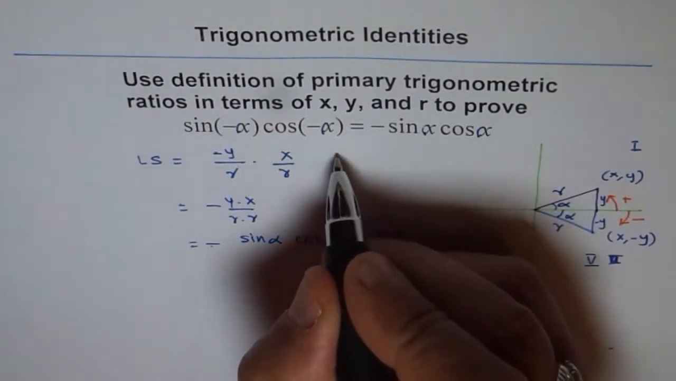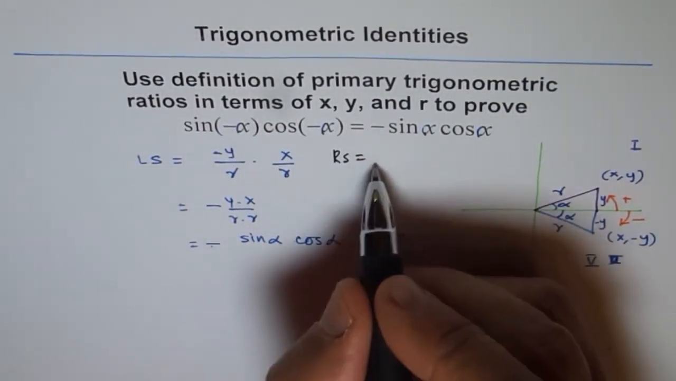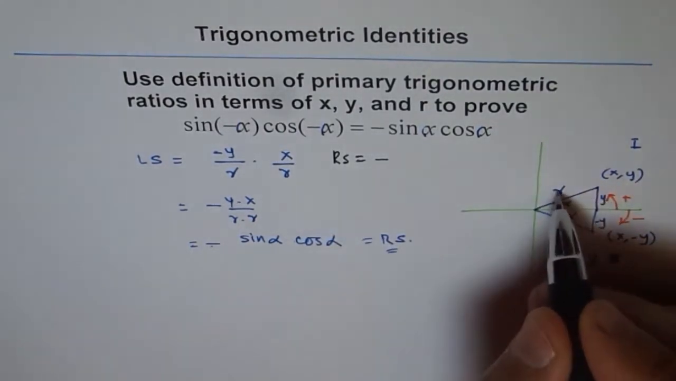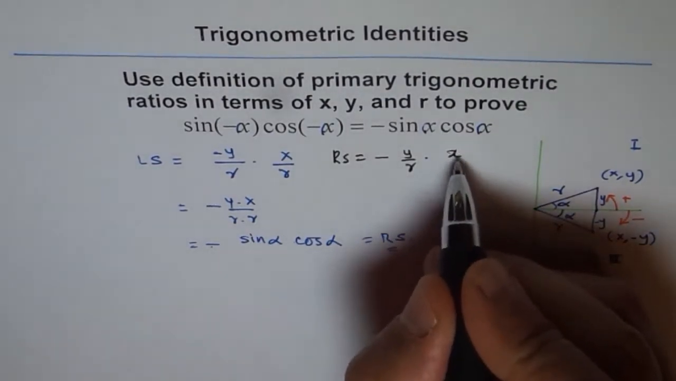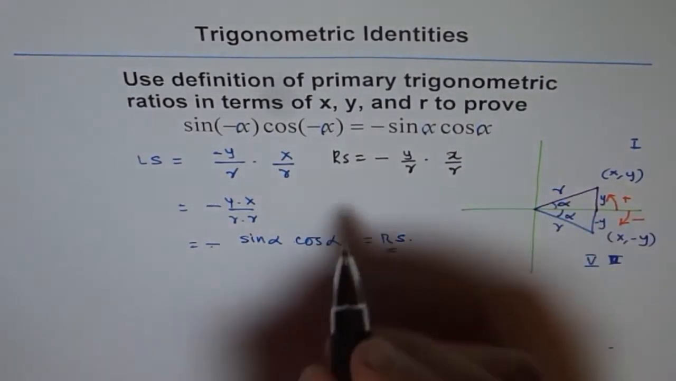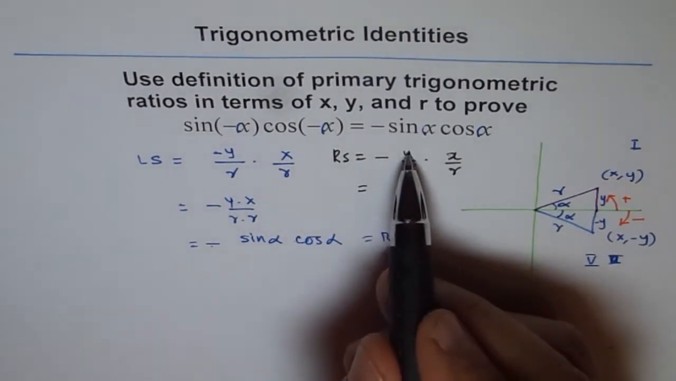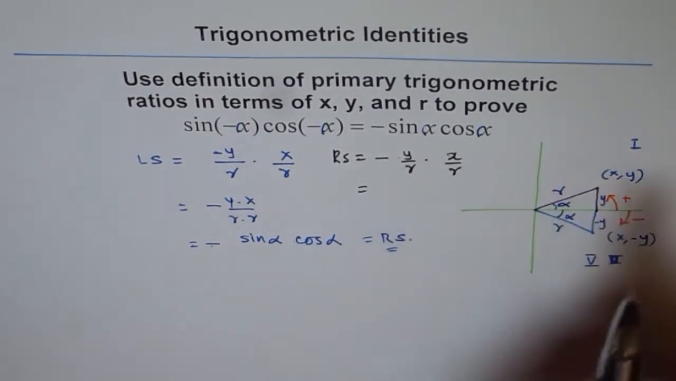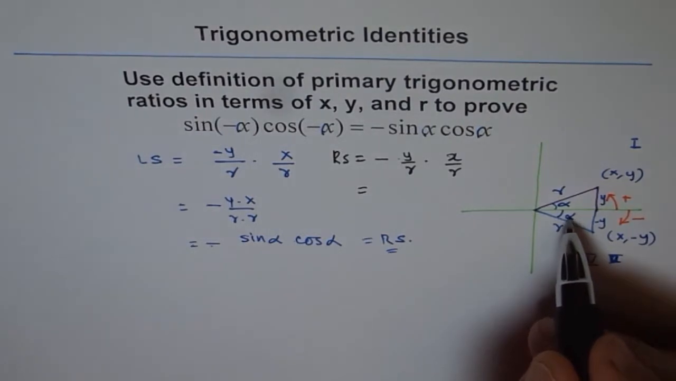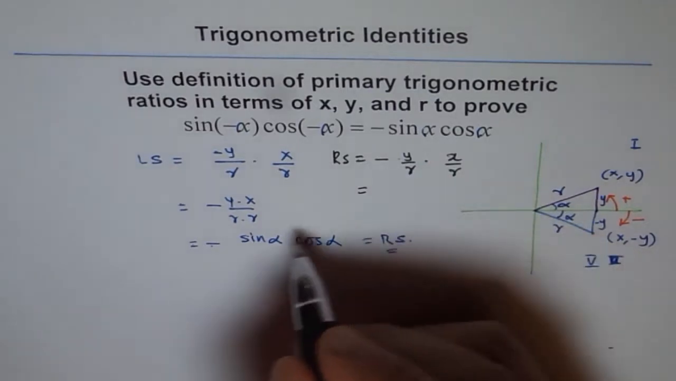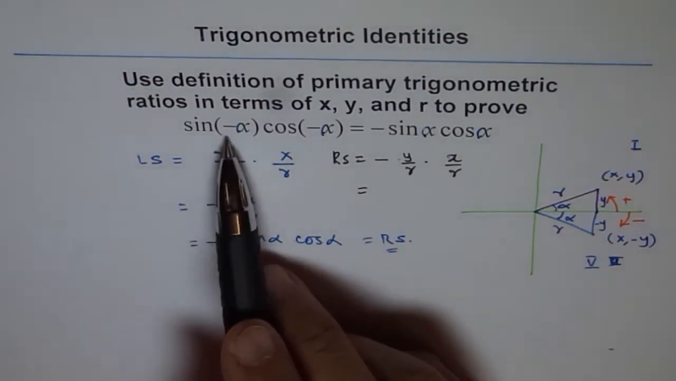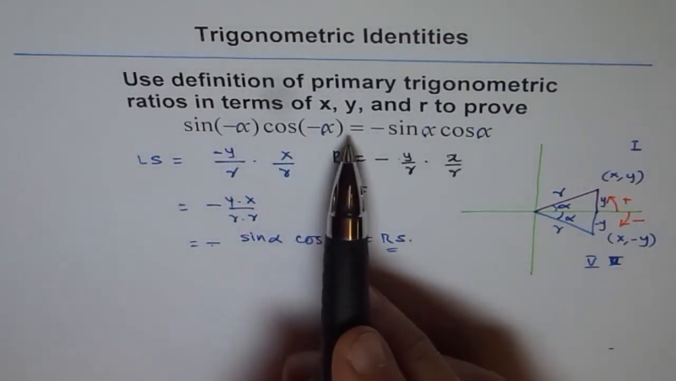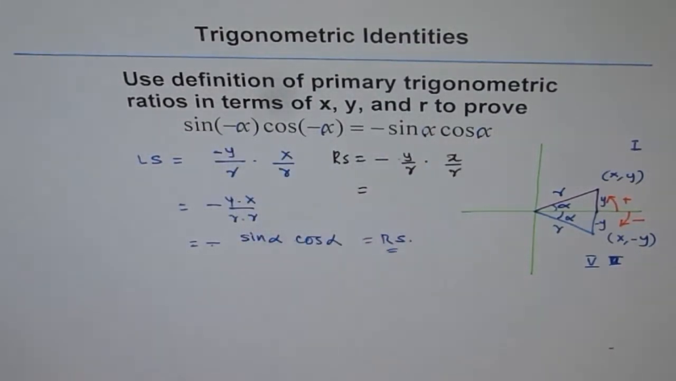For example, if you start with the right side, you could do minus sine alpha, which is y over r, times cos alpha, which is x over r. Now, if you consider minus y over r, what is minus y over r? Minus y over r is sine of minus alpha. Do you see that? Right? So you could come to the same thing. So that is how we can prove that sine of minus alpha times cos of minus alpha is minus sine alpha cos alpha.